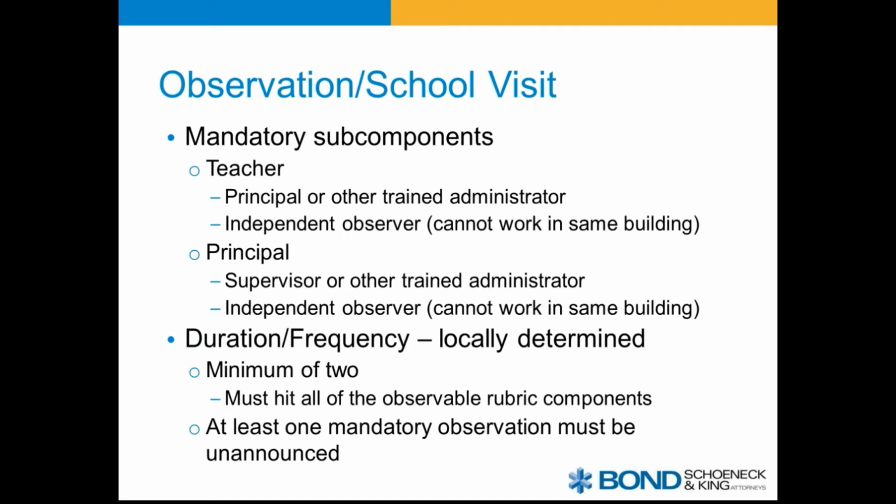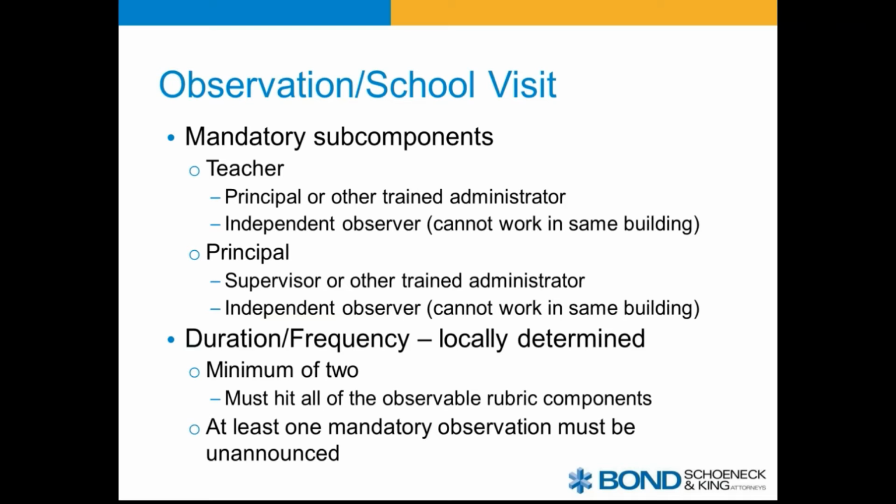Under the new regulations, the school district has to conduct a minimum of 2 teacher observations and principal school visits for each teacher and principal per academic year. For teachers, one of those mandatory observations has to be done by the building principal or another trained administrator, and the other has to be done by an independent trained observer from a different school building. For principals, one of the mandatory school visits has to be done by the principal's supervisor or another trained administrator, and the other has to be done, again, by an independent trained evaluator from a different school building. And I'll talk a little bit later about what training the evaluators need to have in order to be certified as evaluators.